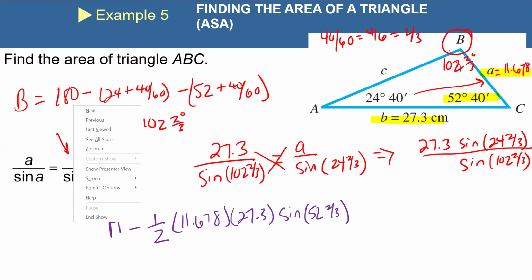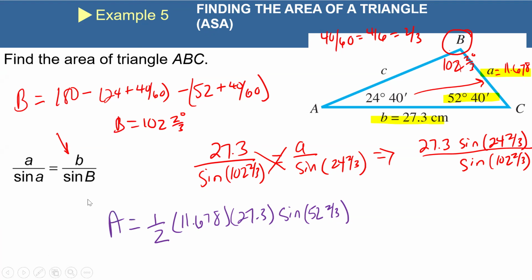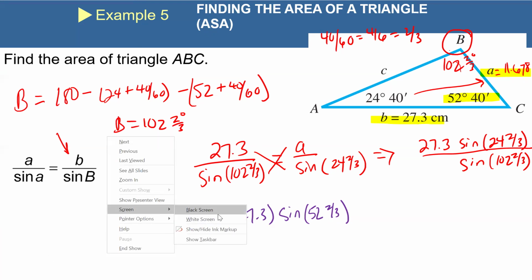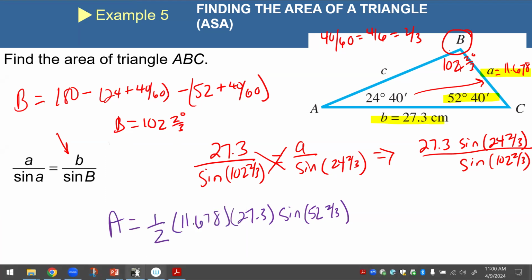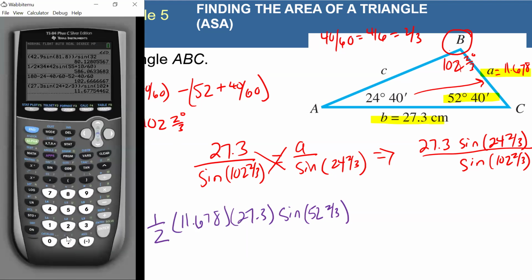I can't write anymore. It won't let me. No, there we go. Sorry. I'm gonna go to the calculator. So in the calculator, I'm gonna write 0.5 times, and I'm actually gonna go ahead and grab my answer, so it's right there. And then 27.3 times sine of 52 and 2/3.